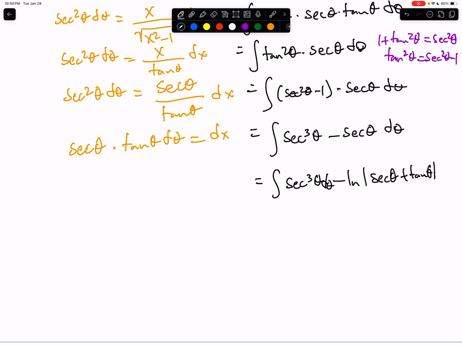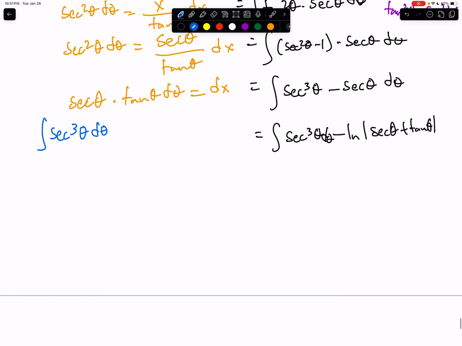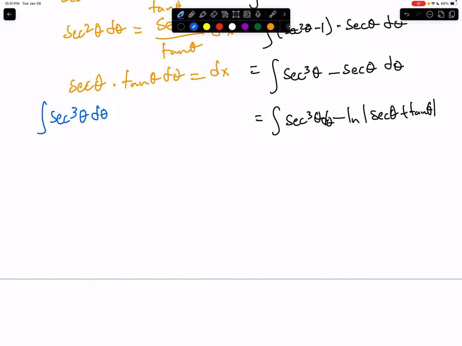So now this integral here, this is one that we need to kind of pay attention to. This may be a little tricky for you to get on the spot here, but I think I can help you out because I notice a pattern. So we can rewrite this, and maybe you see, maybe you don't, as the integral of secant of theta times secant squared of theta d theta. Okay, so now hopefully you realize this is IBP.